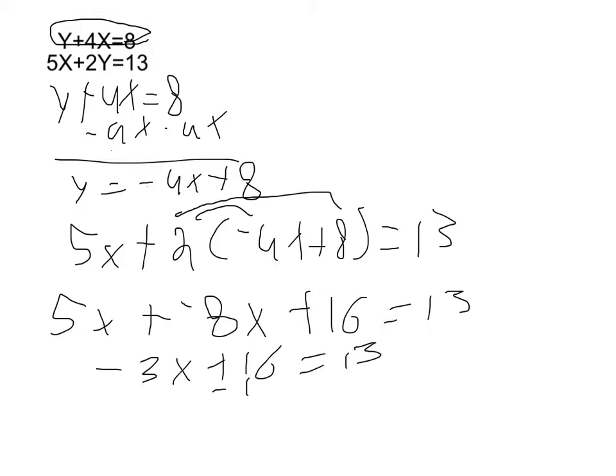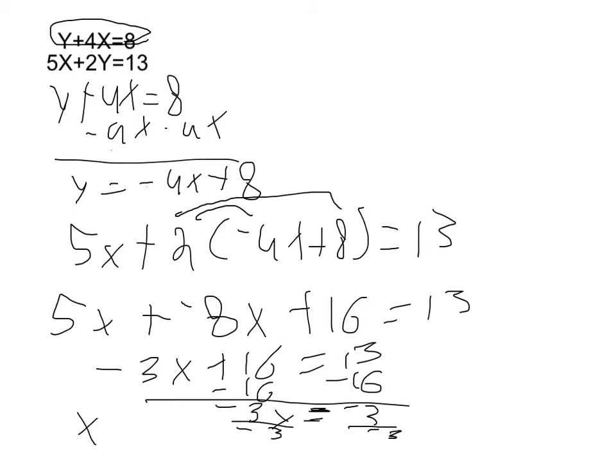Now we subtract 16 from both sides to get negative 3x equals negative 3. That's supposed to be an equal sign. And so now we divide both sides by negative 3 to get the x value by itself. So we would get x equals 1.